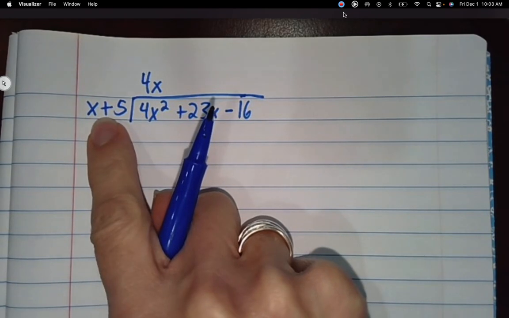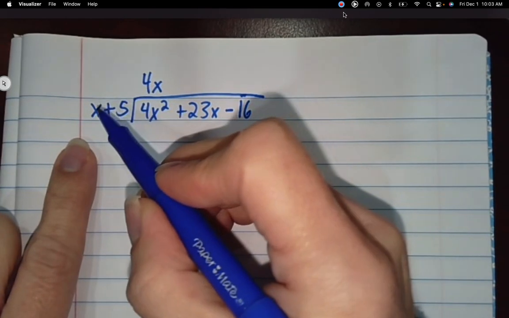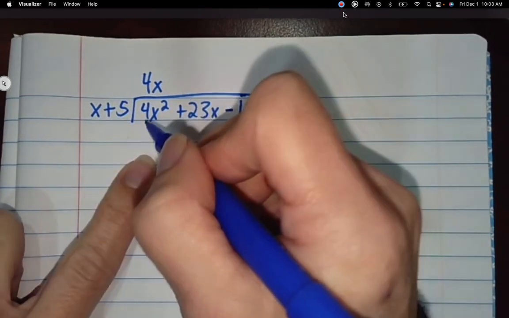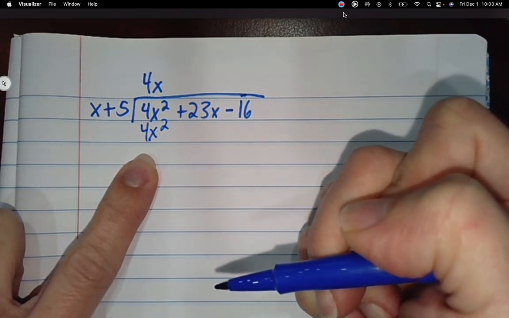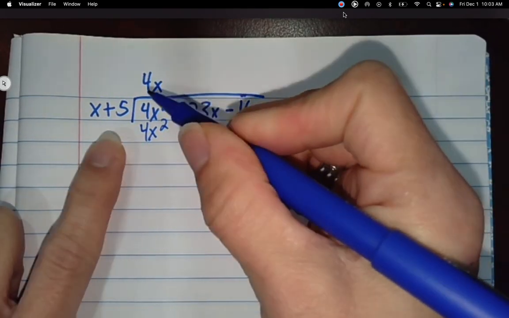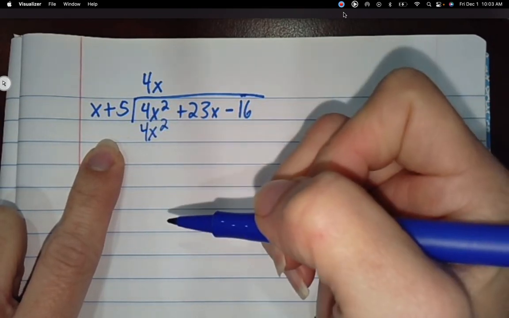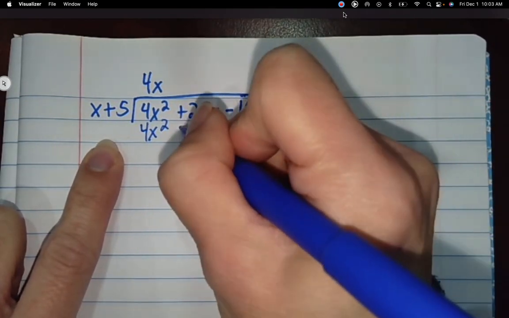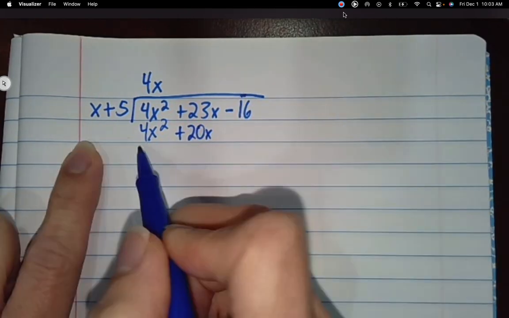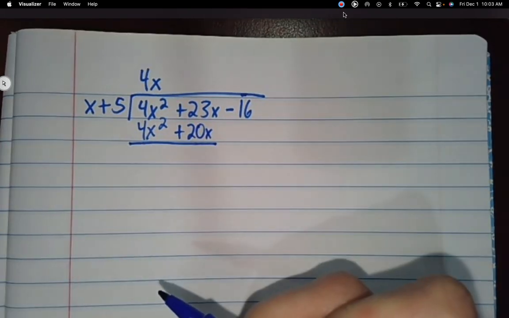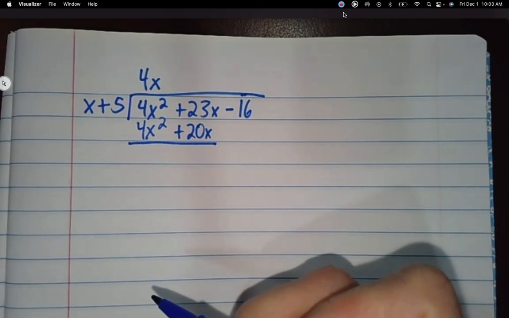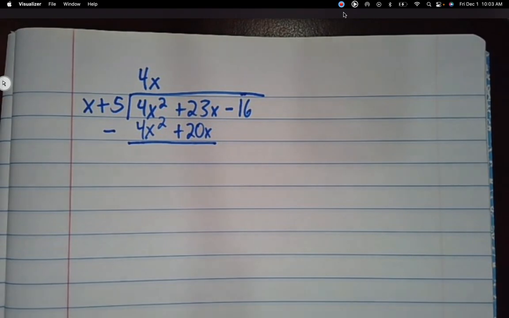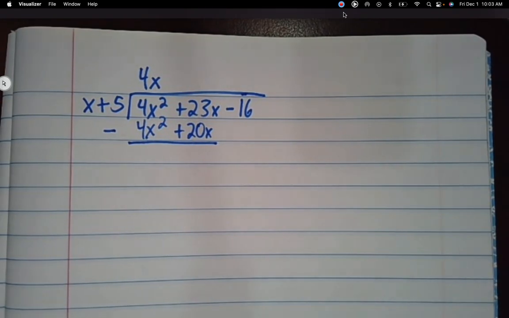The 5 doesn't even matter when you're trying to decide what to put there. So what's 4x times x? 4x squared. That's what it's supposed to be, right? It's supposed to match, exactly. What is 4x times 5? A 20x, and it's a positive 20x, so I'm just going to write that. Every time in that other problem we did, what did I say we do every time? We subtract. So let me stop right there, and does everybody know where those numbers came from?